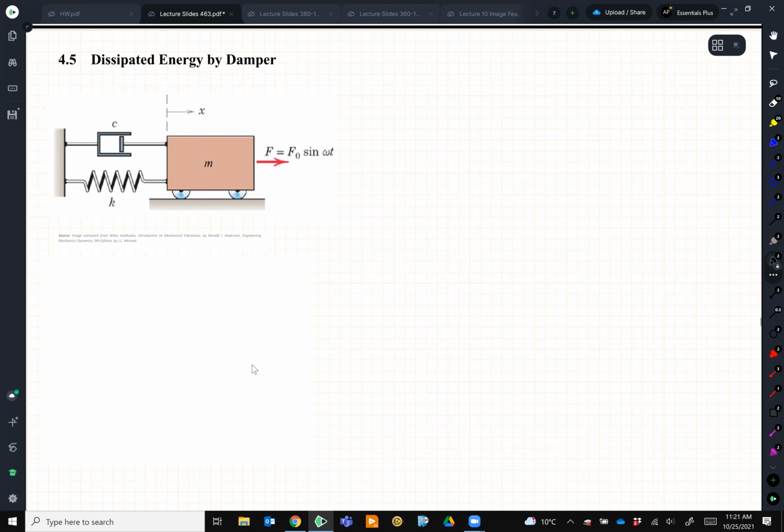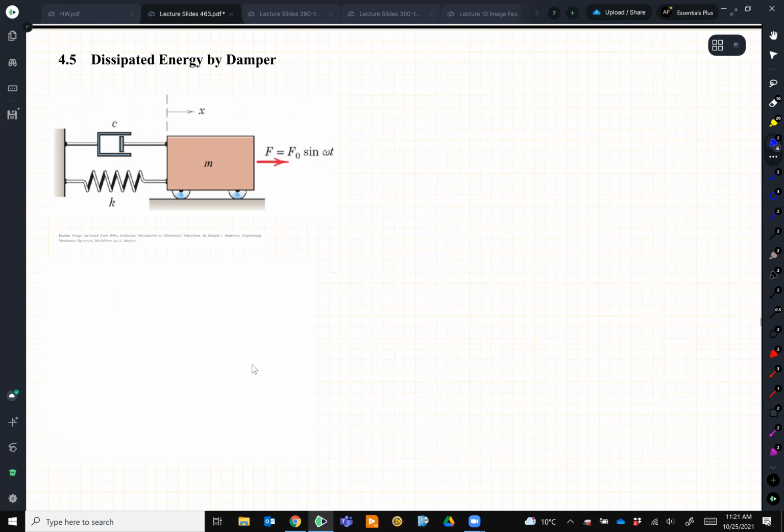So here is a new topic, but very easy. We are interested in knowing how much energy is dissipated by a damper. It has a good application in practice. But let's deal with it quickly and see how we can find out how much energy a damper dissipates or wastes in one full cycle. Okay, so this is our goal.